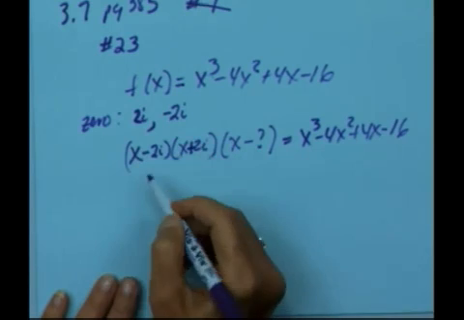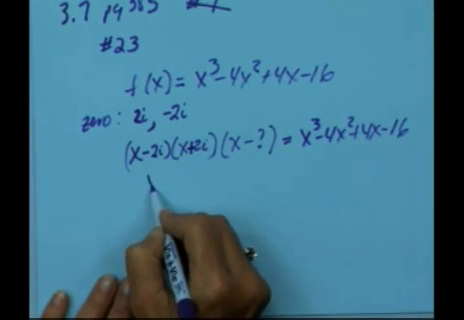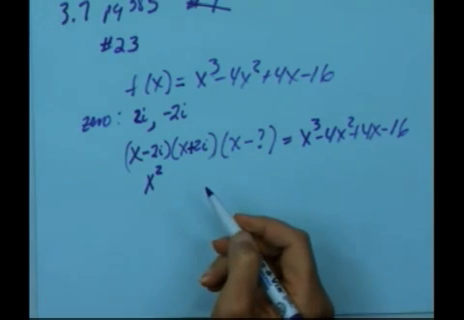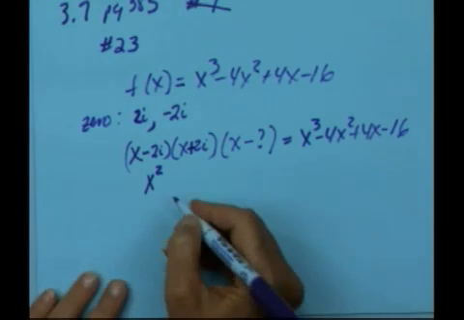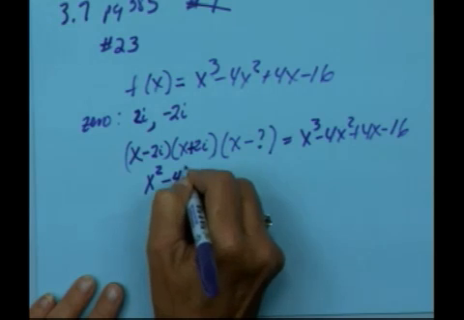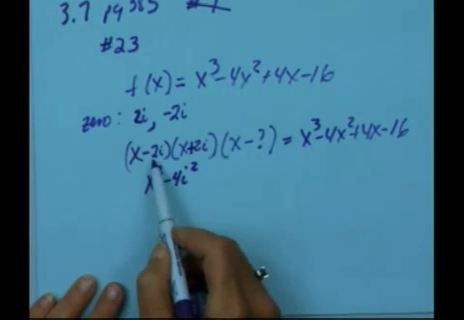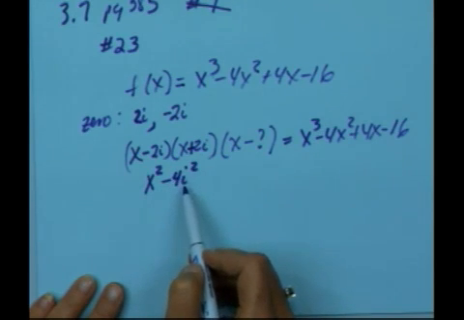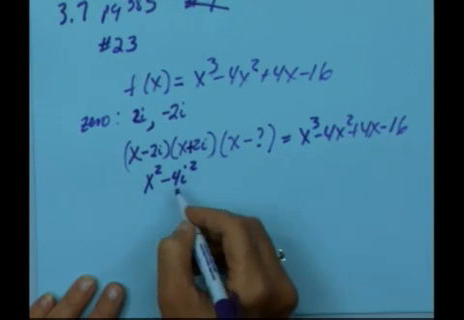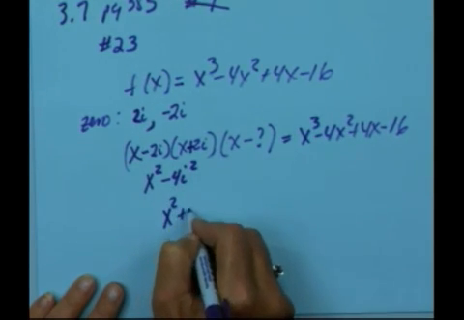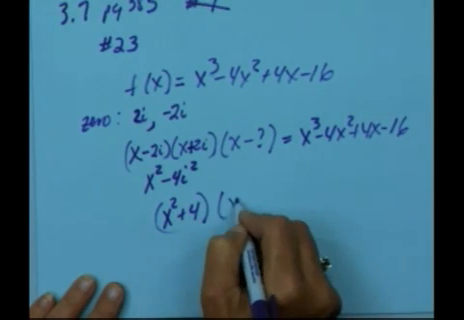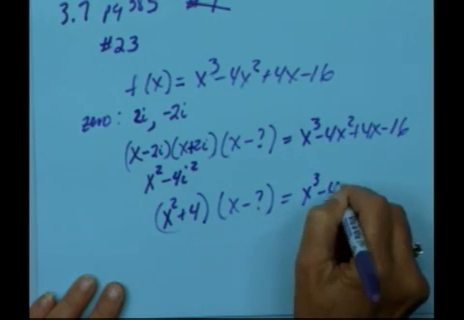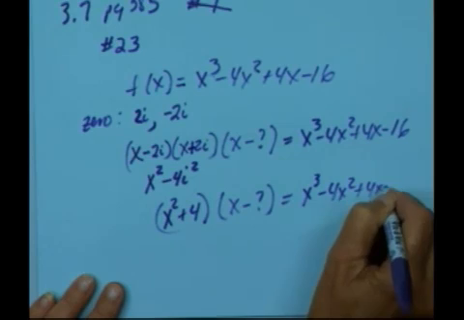If you multiply that out, what are you going to get? x squared, plus 4, minus 4i squared. Negative 2i times negative 2i is minus 4i squared. And what's i squared equal to? Negative 1. So this is x squared plus 4 times x minus something has to be equal to x cubed minus 4x squared plus 4x minus 16.